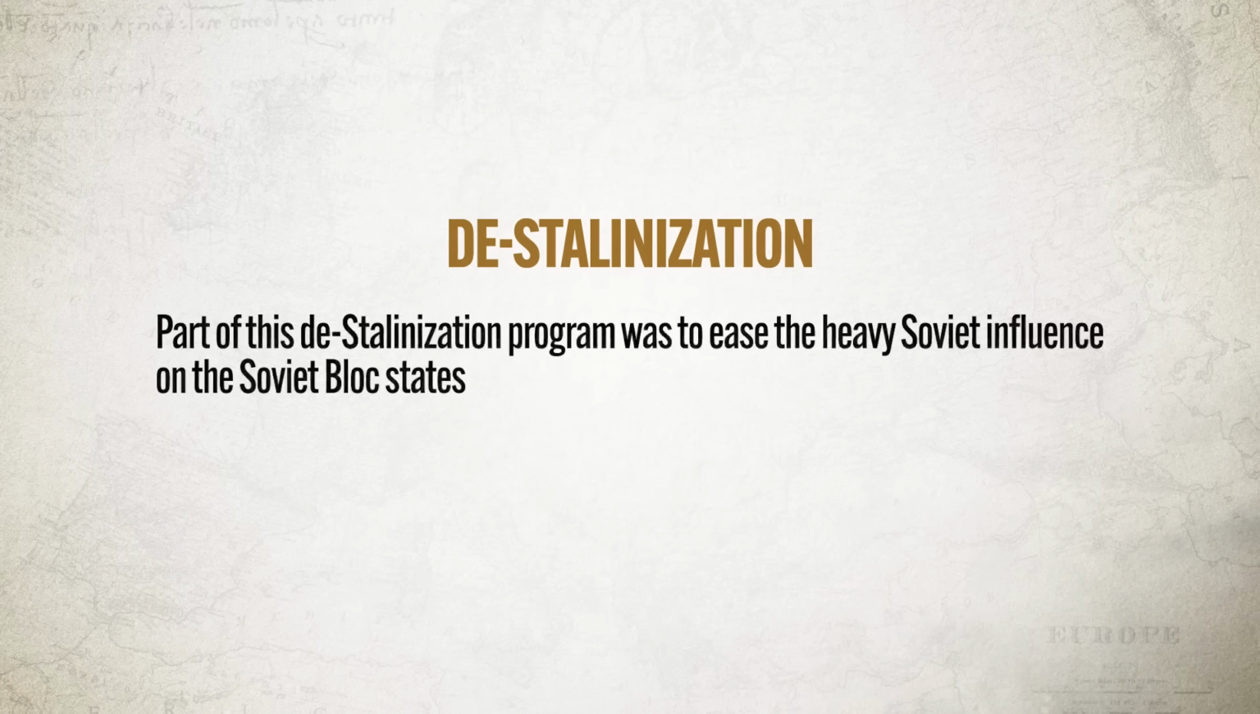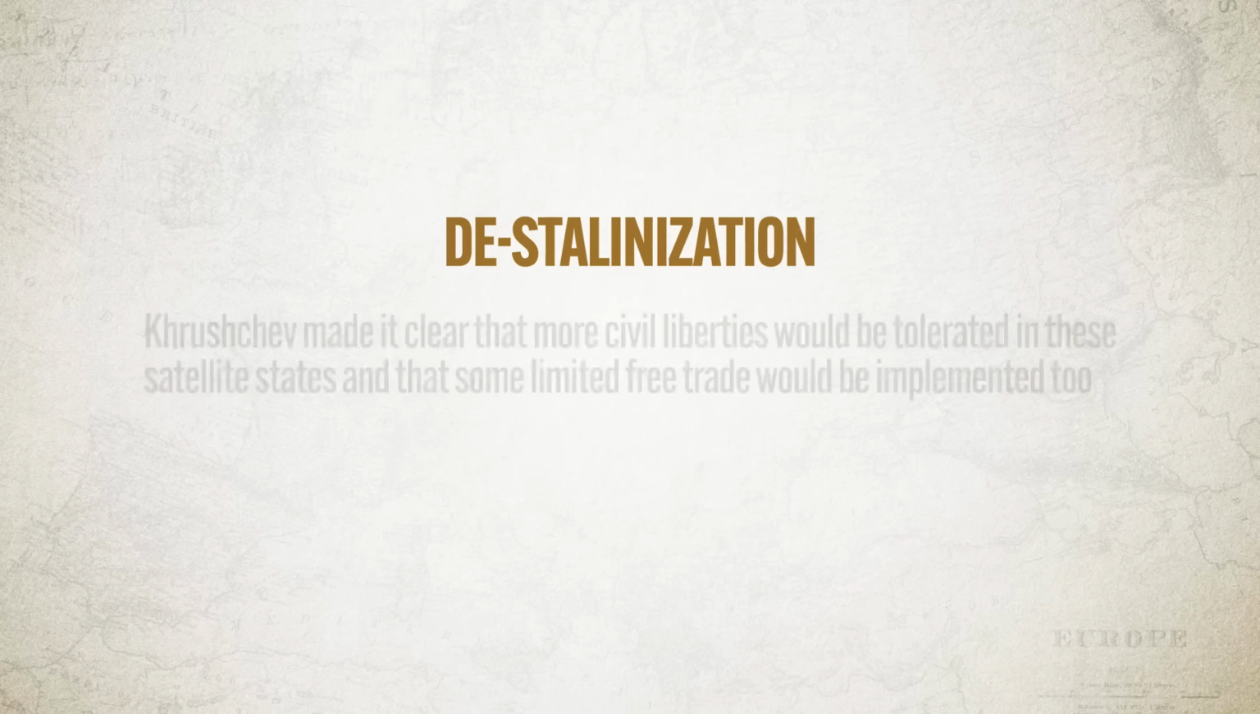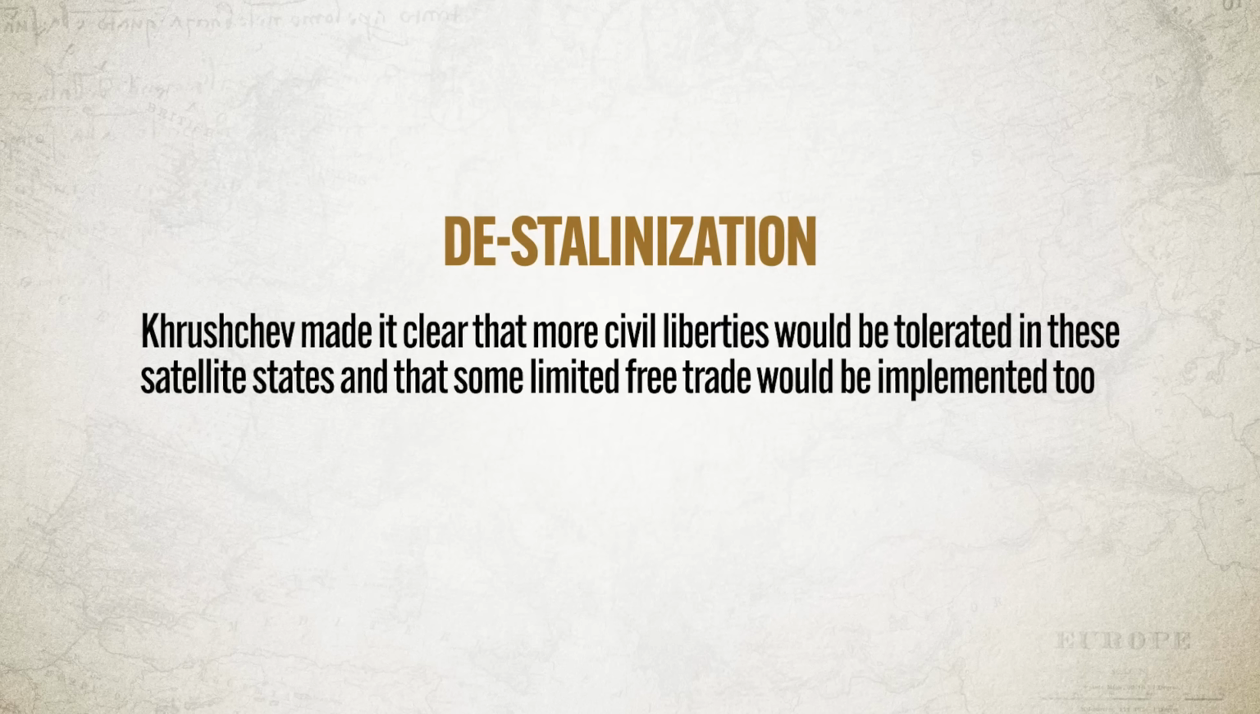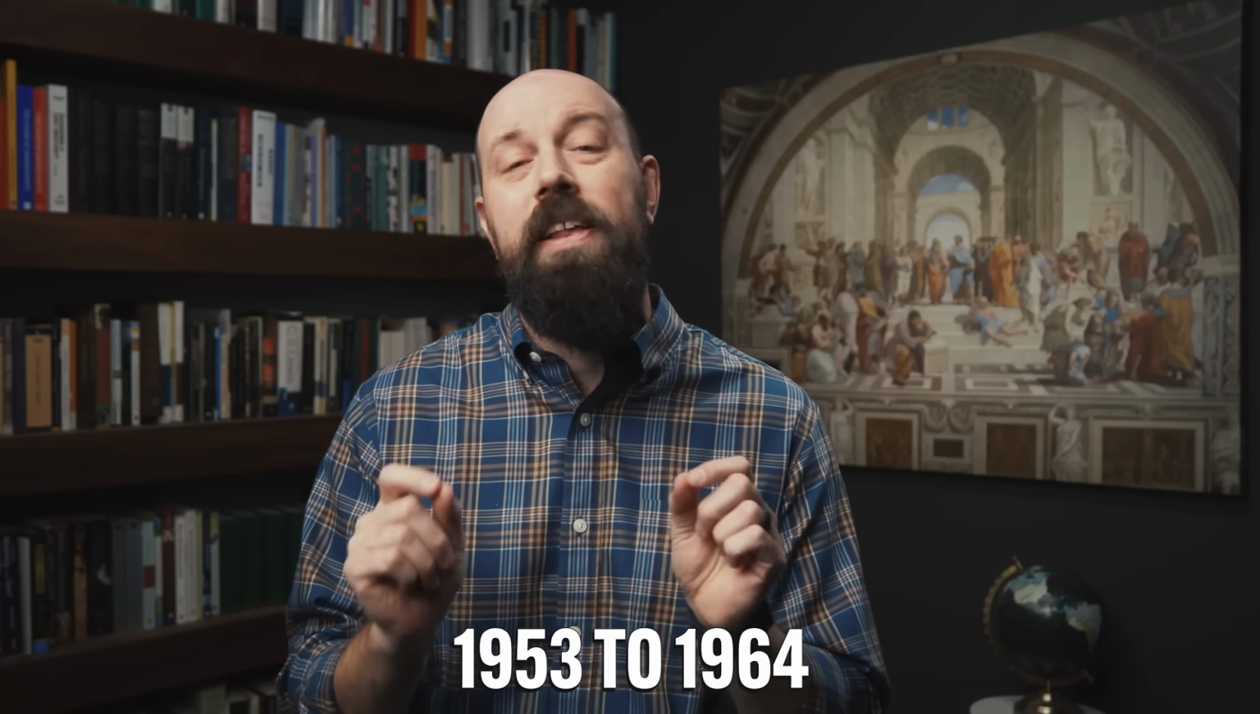Now, part of this de-Stalinization program was to ease the heavy Soviet influence in the Soviet bloc states. Khrushchev made it clear that more civil liberties would be tolerated in these satellite states and that some limited free trade would also be implemented. And when the people of those countries heard this, they were like, oh, heck yes. But unfortunately for Khrushchev, the Soviet economy entered a severe recession from 1953 to 1964, and that meant that none of Khrushchev's promised economic reforms became much of a reality.